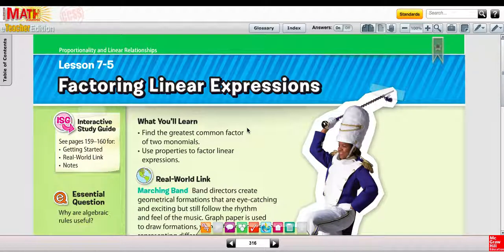In Lesson 7.5, you will be factoring linear expressions. And what that means is that you're going to be finding the greatest common factor of two monomials, and you're going to use properties to factor linear expressions.